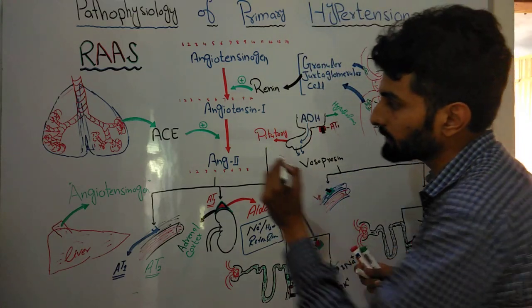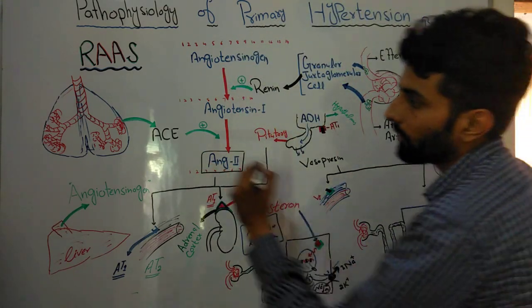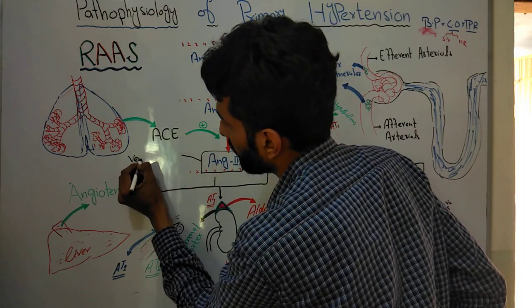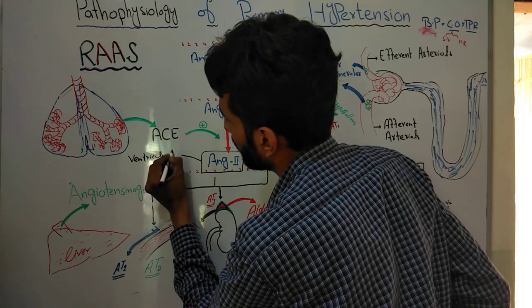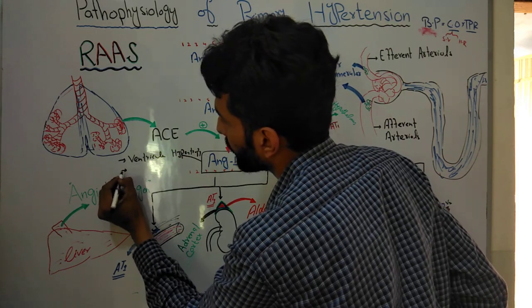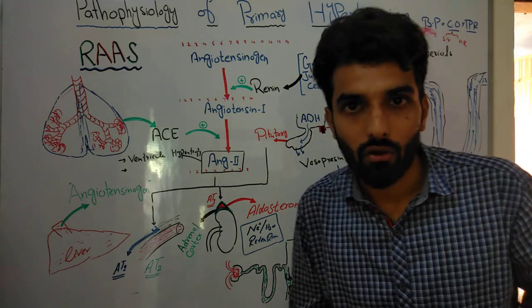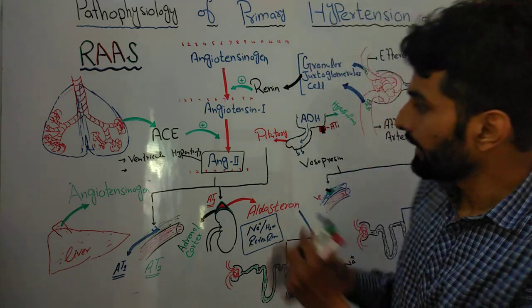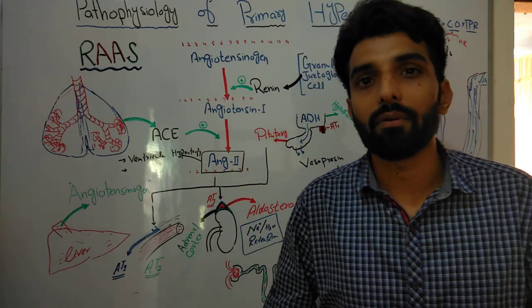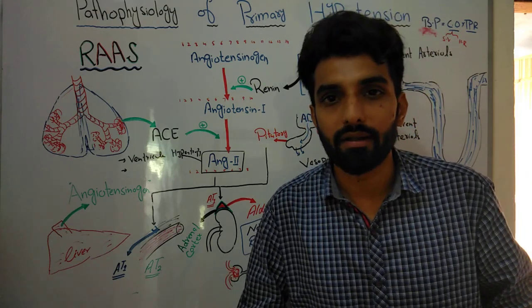Angiotensin 2 also has been reported to cause ventricular hypertrophy, and it also has been reported to cause blood vessel remodeling or blood vessel stiffness. So obviously, if there is more production of angiotensin 2, that can ultimately cause hypertrophy or vascular stiffness. This may result in hypertension.